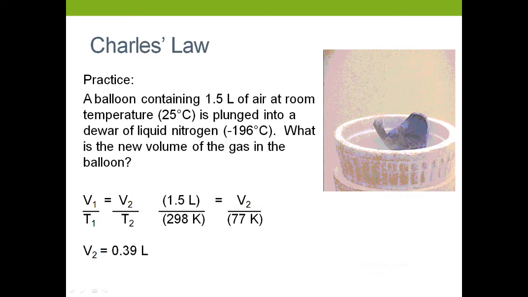Let's practice. A balloon containing 1.5 liters of air at room temperature, 25 degrees Celsius, is plunged into a dewar of liquid nitrogen, negative 196 degrees Celsius. What is the new volume of the gas in the balloon? We can use the relationship V1 over T1 equals V2 over T2, fill in the values that we know, V1, T1, and T2, and solve for the unknown V2. V2 is 0.39 liters.